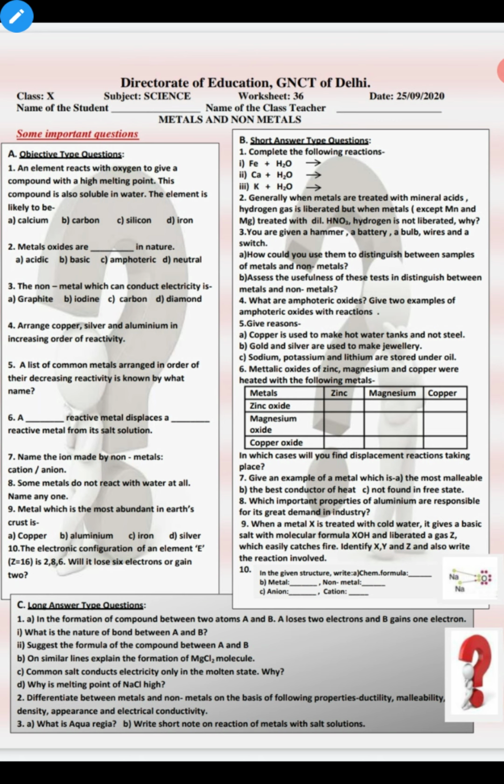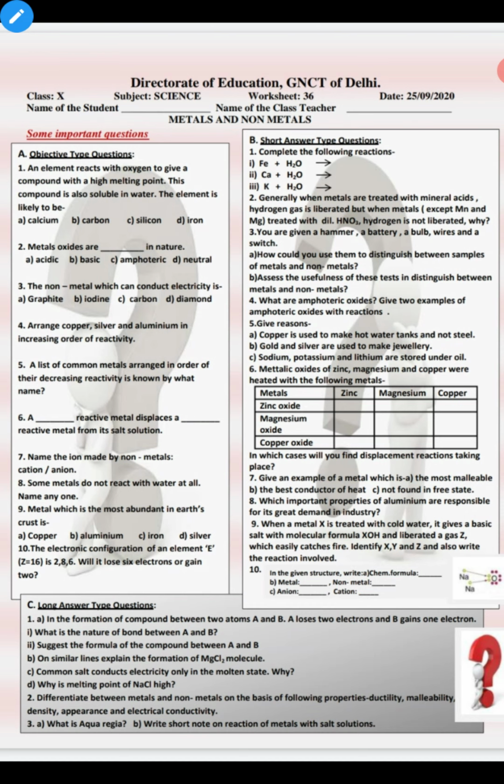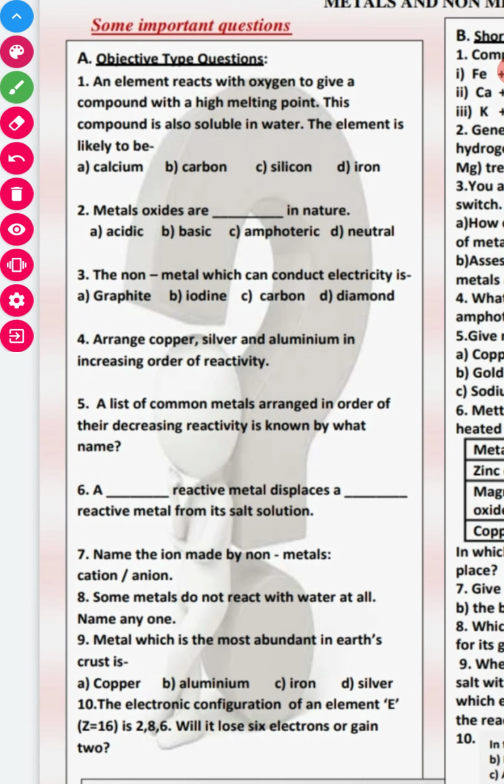We are here to discuss our DOE Worksheet 36. And today we will do practice exercises from your chapter Metals and Non-Metals. First of all, we have some important questions, some objective type important questions. First, we will do this.